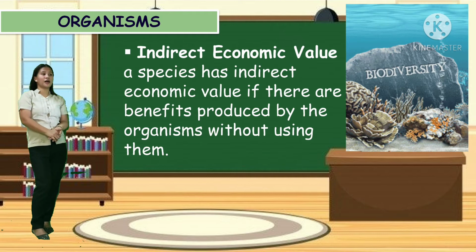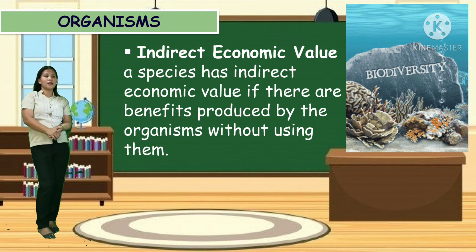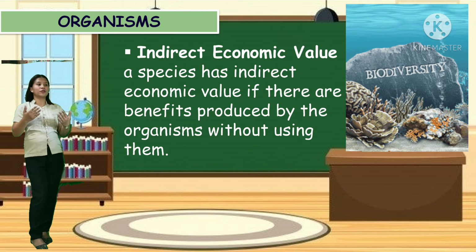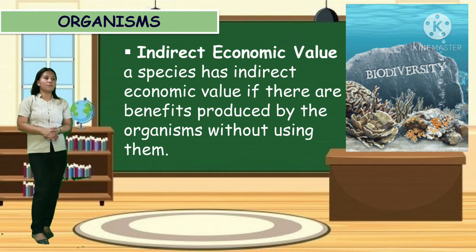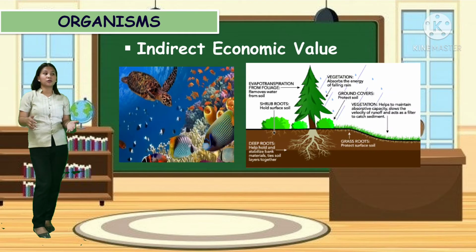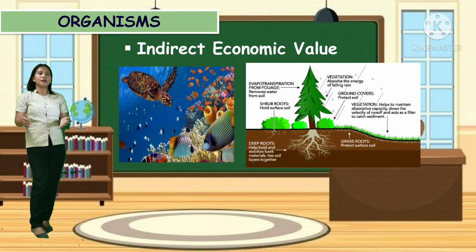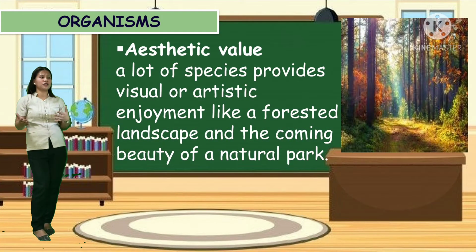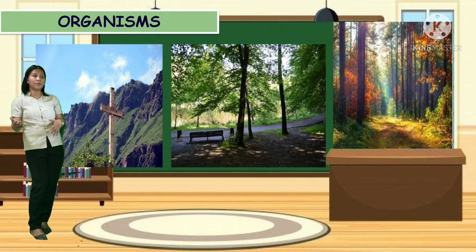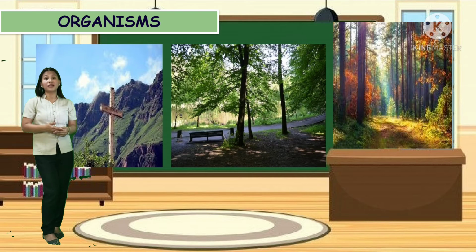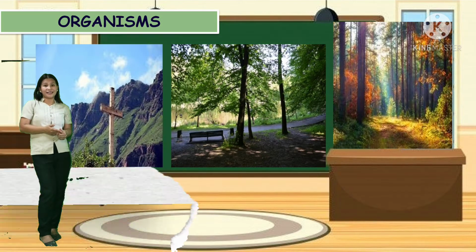Next is the indirect economic value. A species has indirect economic value if there are benefits produced by the organism without using them. For example, certain species maintain the chemical quality of natural bodies of water, prevent soil erosion and floods, recycle materials in the soil, and absorb pollutants. And lastly, the aesthetic value. A lot of species provide visual or artistic enjoyment, like a forested landscape and the calming beauty of a natural park, or they may be used for spiritual meditation, like the prayer mountains.